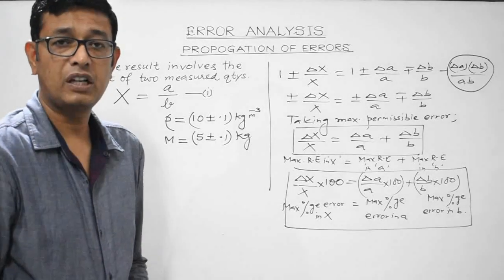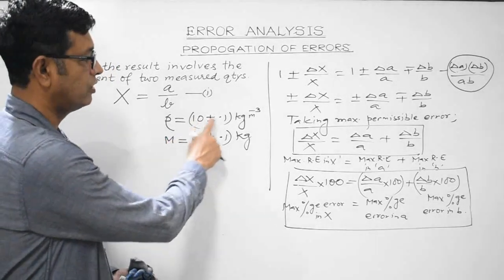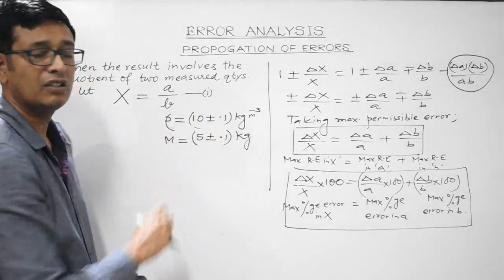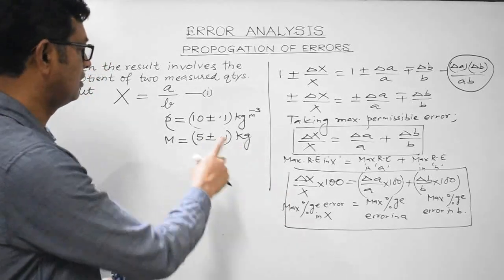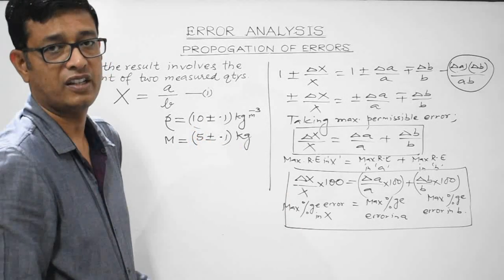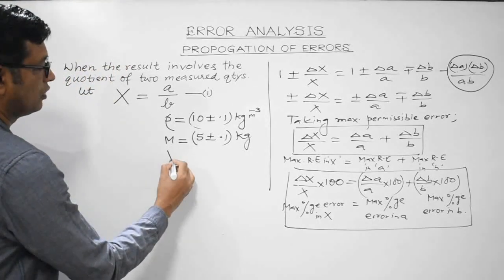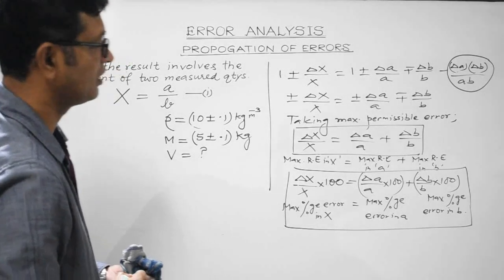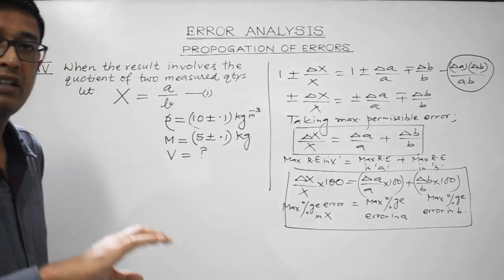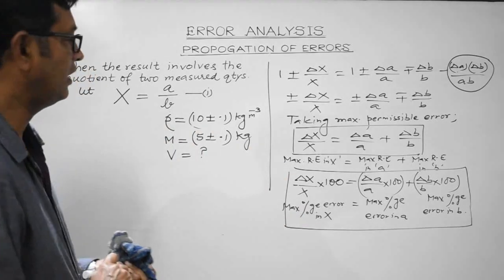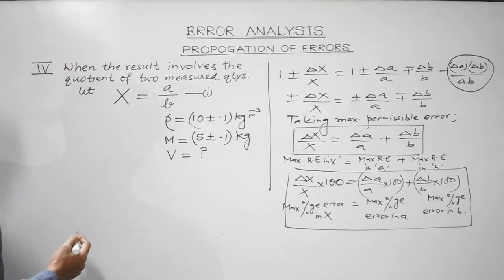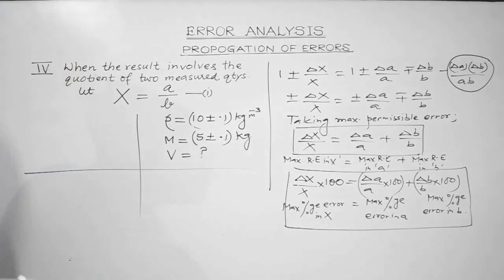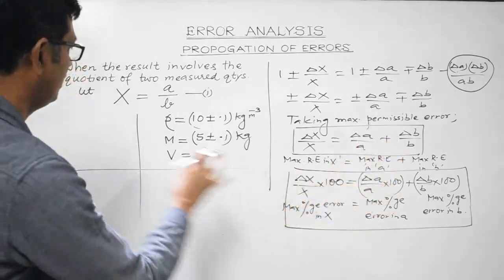So, we are dealing with a numerical where the density is measured to be 10 plus minus 0.1 kg per meter cube, in SI, and the mass of the body measured by an instrument is 5 plus minus 0.1 kg, right? We are supposed to find the volume of the given body, and express the result in terms of both absolute error and percentage error, right? So let's proceed. We'll consider the true value as well as the errors separately. Let's find the true value.